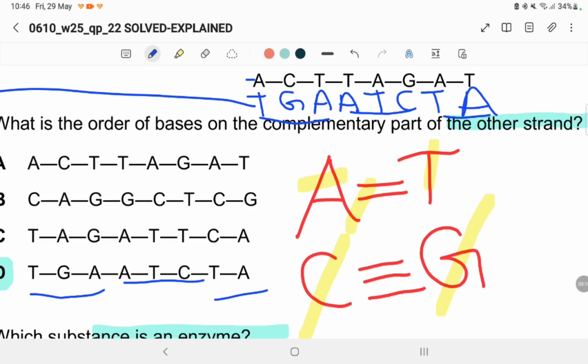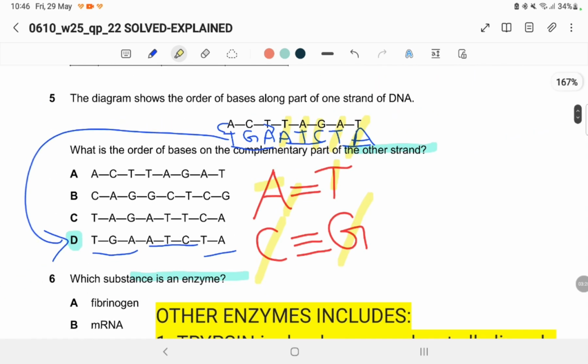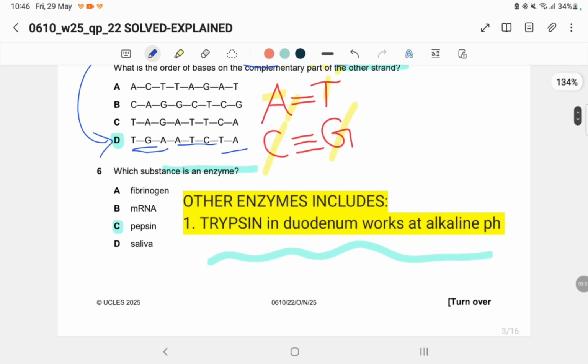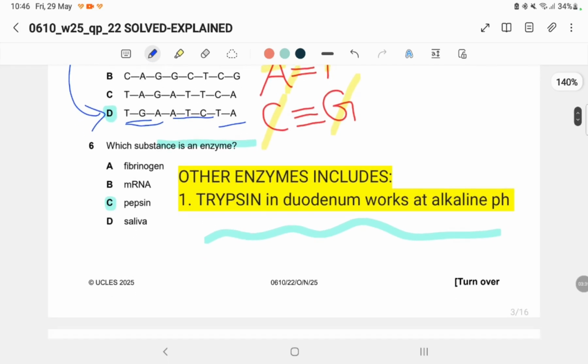The A always comes with a T, the C comes with a G, the T comes with an A, G with a C, A with a T, T with an A. So just referring now to our answer here, TGA, ATC, and TA. So it is now compatible together.